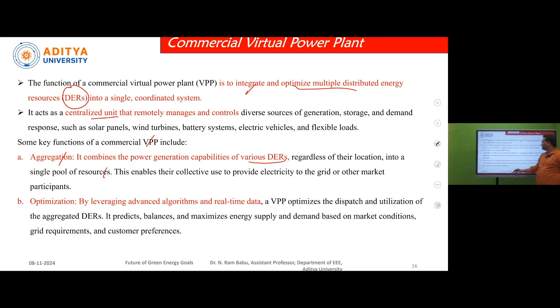Next one is optimization. Here we do optimization with the help of advanced algorithms and real-time data, in order to forecast the load in the upcoming days, predict the amount of power generated in the future, and earn more profit by selling the power. We also reduce transmission losses, like in the previous multi-objective function, so that huge profits can be extracted. So this comes under the optimization part.